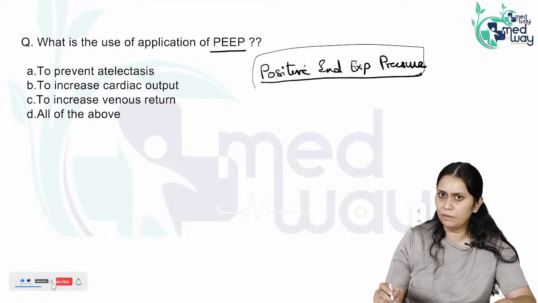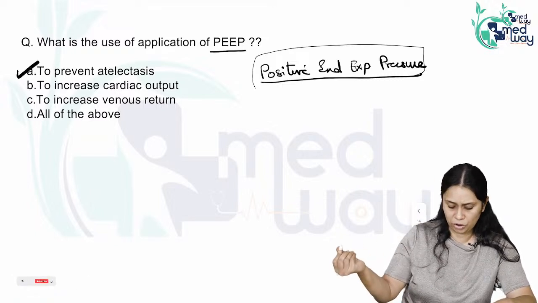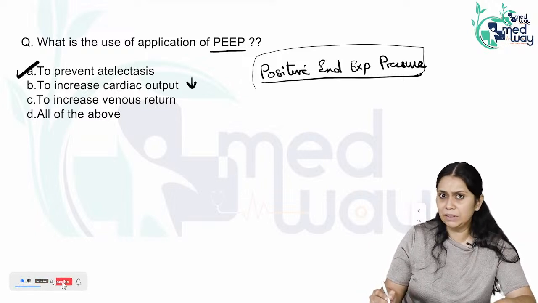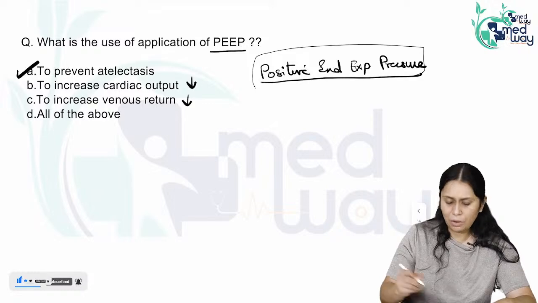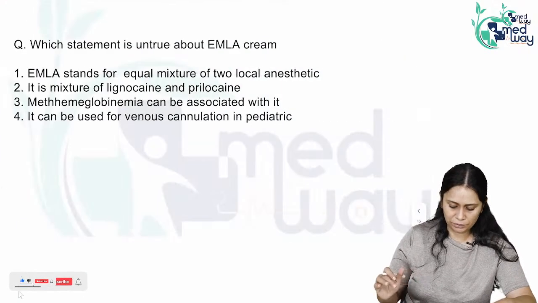So what is the use of application of PEEP? To prevent atelectasis and improve oxygenation. It increases cardiac output? No, it decreases cardiac output. It increases venous return? No, it decreases venous return. So the answer is to prevent atelectasis. Okay. Now coming to the next question.